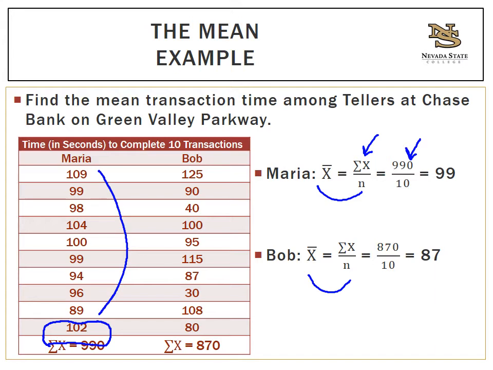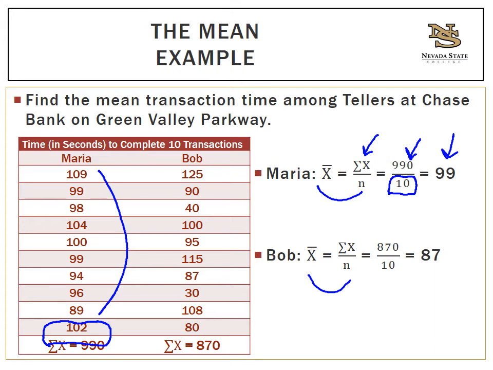Then we don't want just the sum. We don't want to know in total how many minutes she spent or how many seconds she spent. We want to know the average. So you take that 990, you divide it by the fact that we have 10 transactions here, and you get a mean of 99. So on average, Maria spent 99 seconds with her customers.